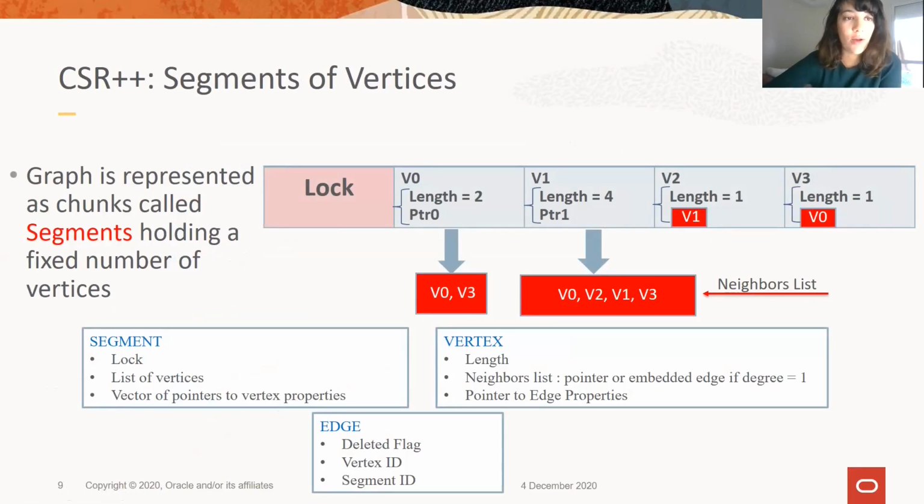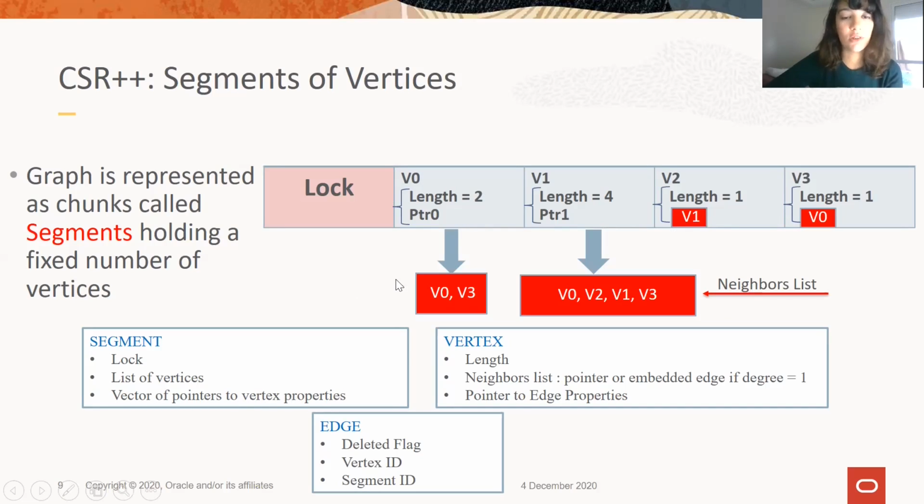So basically the graph in CSR++ is represented as chunks called segments holding a fixed number of vertices. Here we have an example of a segment. Each segment has a lock, and that lock enables synchronized writes. The segment is composed of a lock, a list of vertices, here for example 4 vertices, and a vector of pointers to vertex properties.